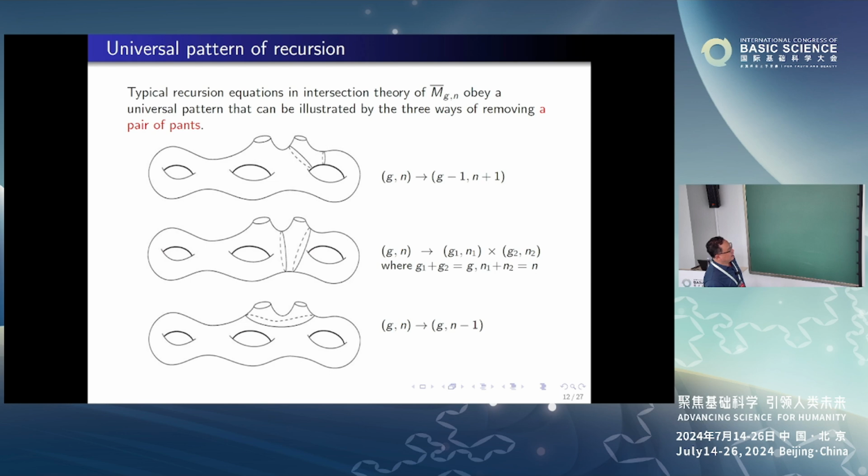And you can cut, removing a pair of points. Removing this pair, you get a Riemann surface of lower genus with one actual marked point. And you can remove these pairs, you get two lower genus surfaces with fewer marked points. Similarly, you remove this here, and you get the same genus with n-1 marked points. Of course, this also corresponds to shrinking this loop. In a similar way, you can glue these pairs together to get higher genus. So let's go back and forth.